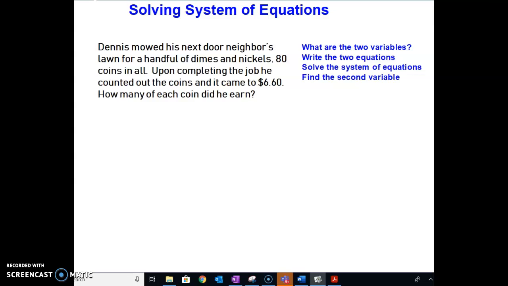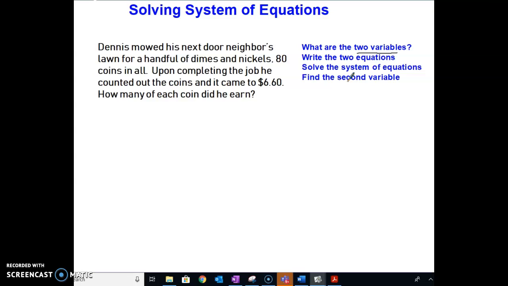This is going to be a quick review of solving systems of equations when we're using word problems. I'm going to ask the same things every time. What are the two variables? What are the two things that are changing that I'm looking for? Write the equations, solve the system, and then you have to find the second variable. So read the question and figure out what are the two things that are changing or varying.